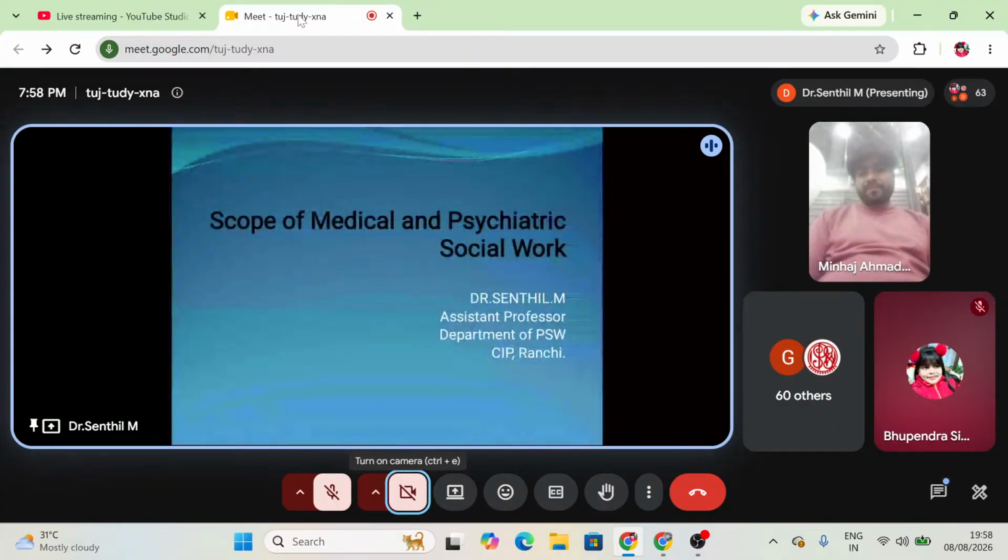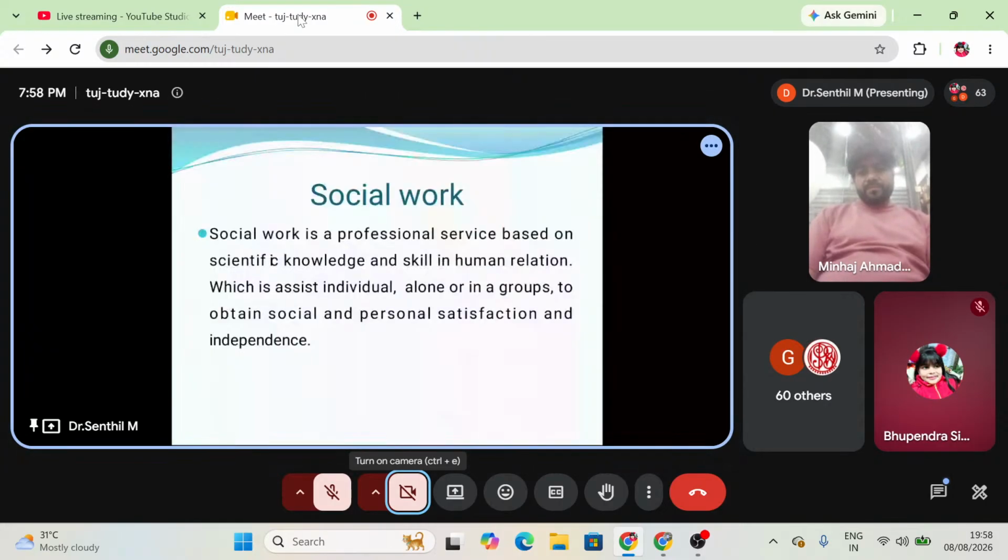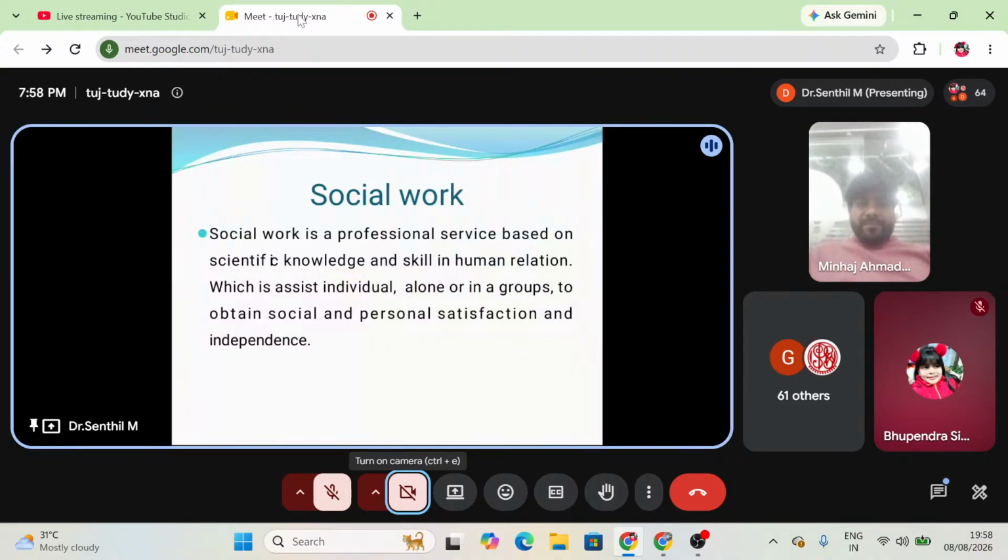So as you can see, the scope of medical and psychiatric social work. To start with my presentation, we know that social work is a professional service based on scientific knowledge and skill in human relations, which assists an individual alone or in a group to obtain social and personal satisfaction. So in the field of psychiatric social work, we have to apply social work skills and knowledge.